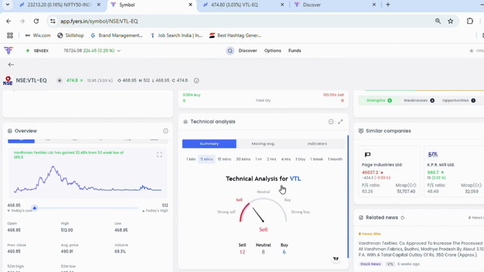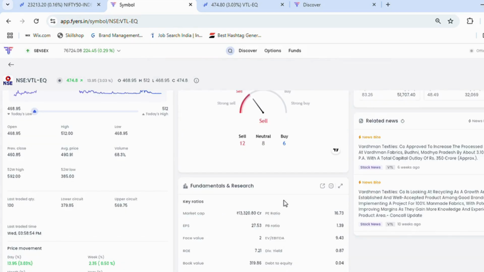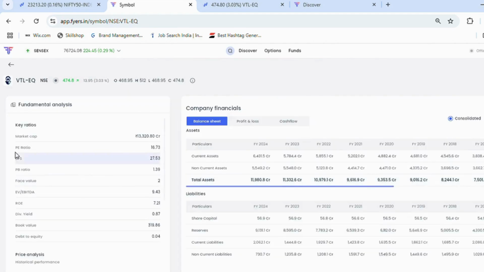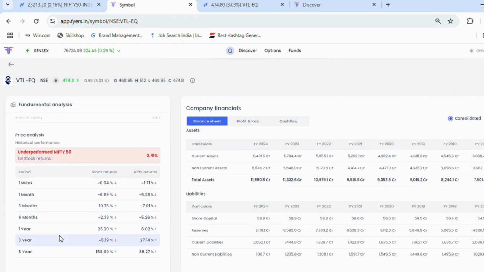And if you look at the summary, FYERS has given a technical analysis. They have given a sell call for this stock. Here you can see the fundamentals and ratios, the market cap, EPS, face value, price to earnings ratio. If you need, you can just click this and see the full financials like balance sheets, profit and loss, cash flows, and all the key ratios of the stock.